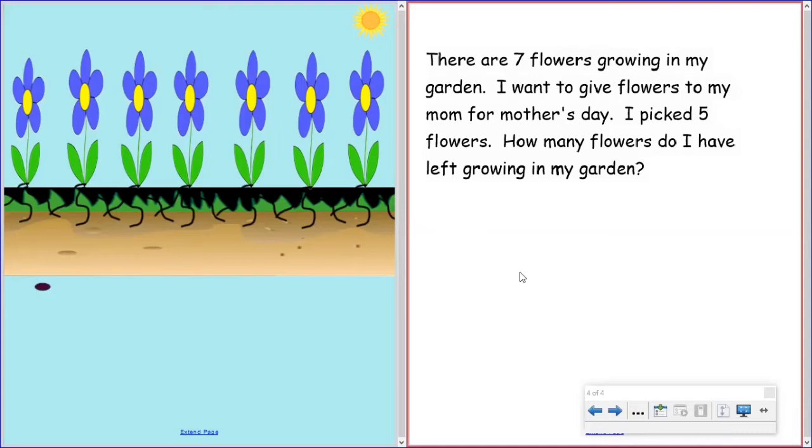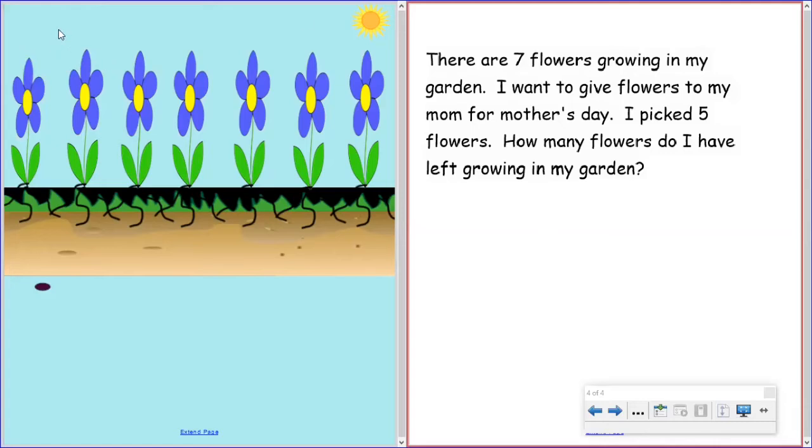Now that we've unpacked the story problem, let's go back and act it out. There are 7 flowers growing in my garden. All right, you can see my garden. Let's count them. 1, 2, 3, 4, 5, 6, 7. I want to give flowers to my mom for Mother's Day. I picked 5 flowers. So what am I going to do? I'm going to pick 5 flowers. And remember, when I pick them, the flowers are no longer in my garden. So I'm going to be taking away.